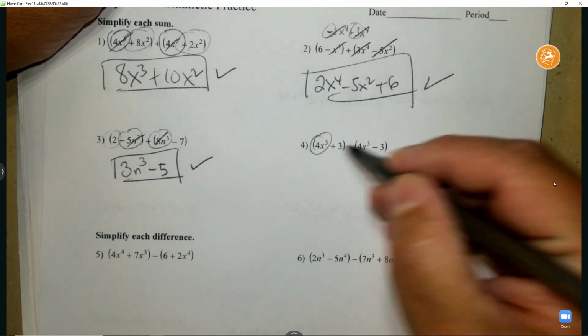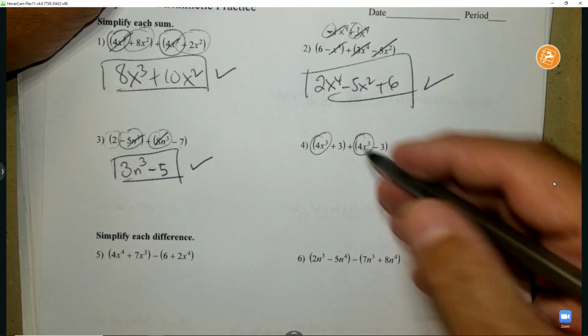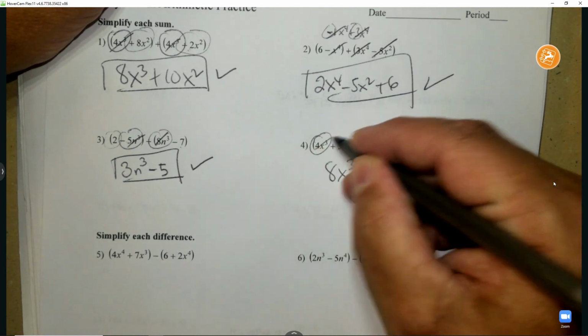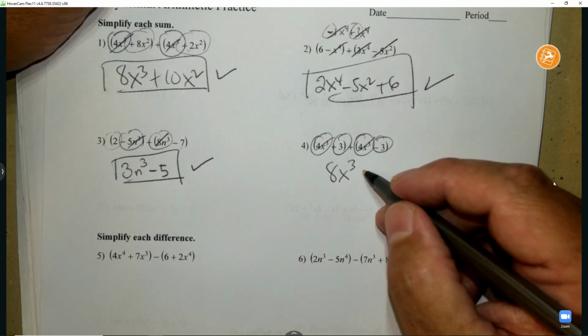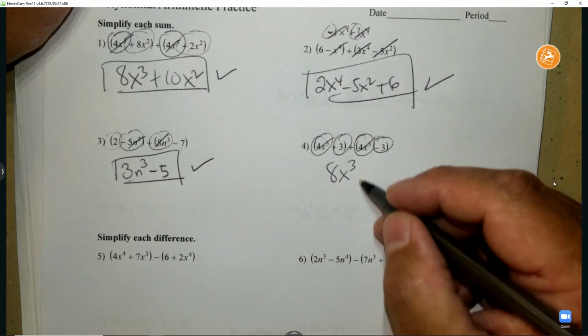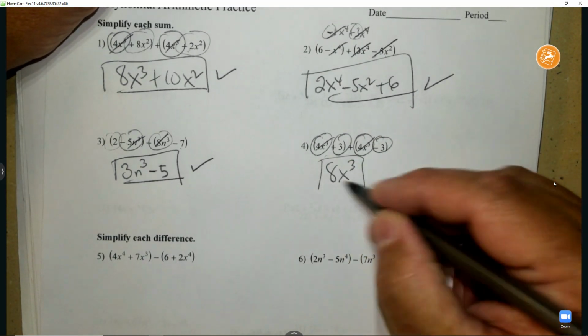All right. Circle the like terms. Add them together. That's 8. Circle like terms. Now, 3 take away 3. We don't need to put down plus 0. 0, we don't need to include. There's our answer.